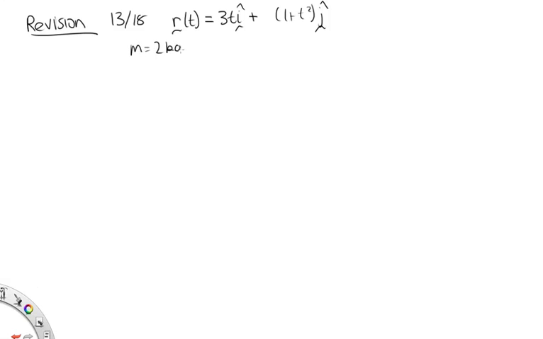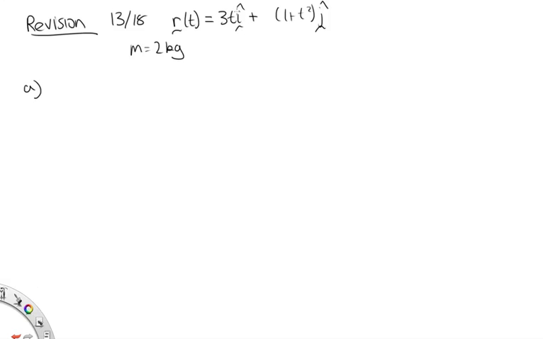Okay, we're up to the revision. This is question 13 for 1121 or 18 for 1131. We're told that a particle follows the trajectory given by 3t in the i direction plus (1 plus t squared) in the j direction, and that this particle has a mass equal to 2 kilograms. In part A of the question, we're asked to sketch a trajectory for this particle.